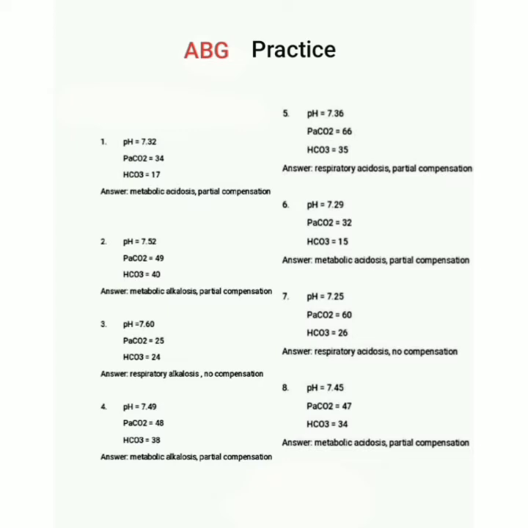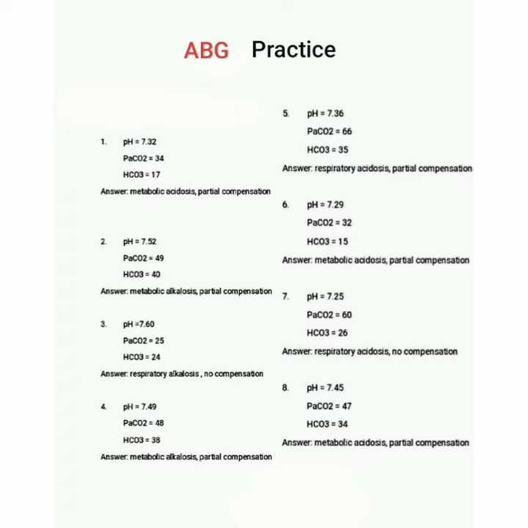Now question number 2. pH level is 7.52, partial pressure of carbon dioxide 49 and bicarbonate 40. The normal pH level is 7.35 to 7.45. Here 7.52 is an increase. Increase means alkalosis occurs. The normal partial pressure of carbon dioxide is 35 to 45 and here it is 49, that means increase. So both are in the same direction, both increase. So that is a metabolic condition, metabolic alkalosis. 7.52 is near 7.45, so partial compensation occurs. So the answer is metabolic alkalosis and partial compensation.